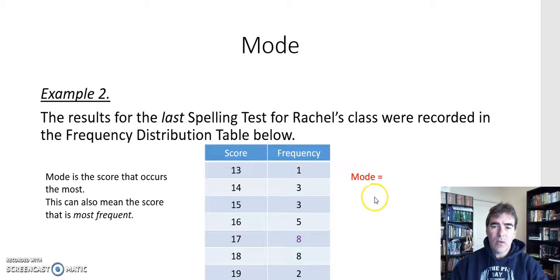So if we have a look, our mode, we've got 8 who scored 17, we've got 8 who scored 18. So in this case, because they're both the most frequent, our mode is the scores, not the frequency, it's the scores that occur the most, which is 17 and 18, and we write that down. Our mode is 17 and 18 because there was 2 of them that occurred the most.